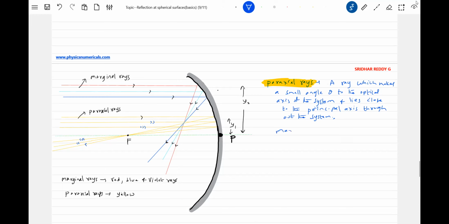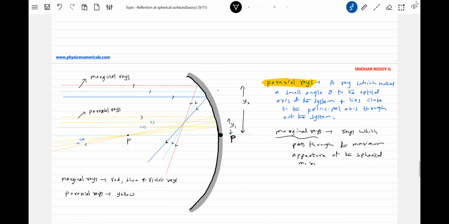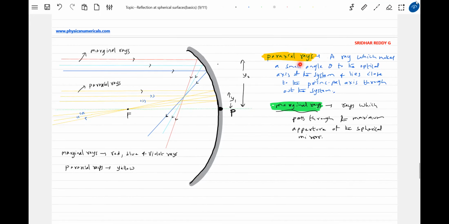Let me define marginal rays. These are rays which pass through the maximum aperture of the spherical mirror. Okay, these are some basic primary definitions that I brought. This is what the definition is, what the books tell.